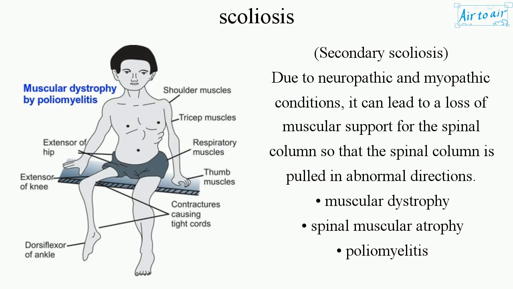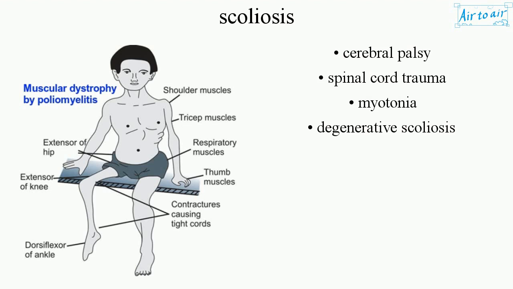Secondary scoliosis. Due to neuropathic and myopathic conditions, it can lead to a loss of muscular support for the spinal column so that the spinal column is pulled in abnormal directions. Muscular dystrophy, spinal muscular atrophy, poliomyelitis, cerebral palsy, spinal cord trauma, myotonia. Degenerative scoliosis.